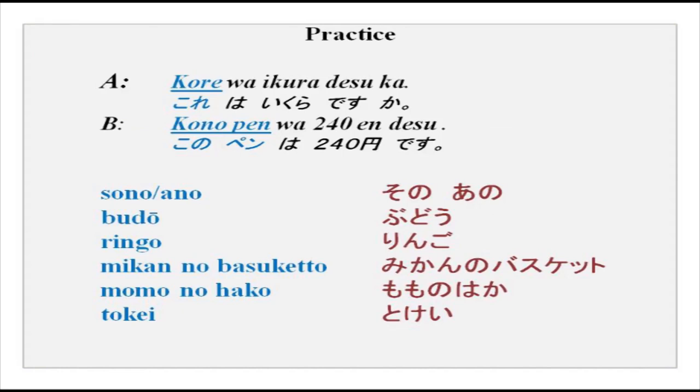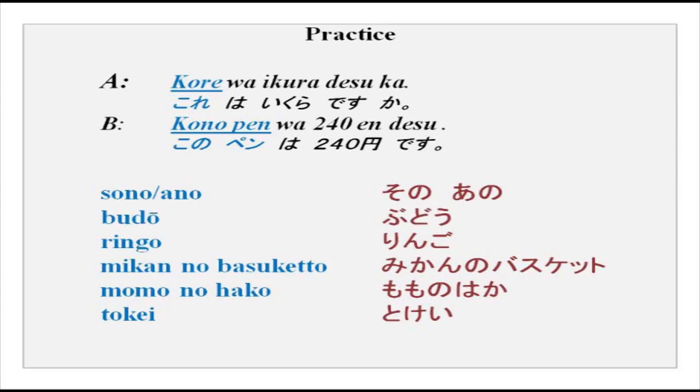Now we have A-san and B-san over here. Kore wa ikura desu ka? Kono pen wa 200 yen desu. So what you can do now is, you can replace kore with kono, ano, sono, and also you can replace it with names of things.